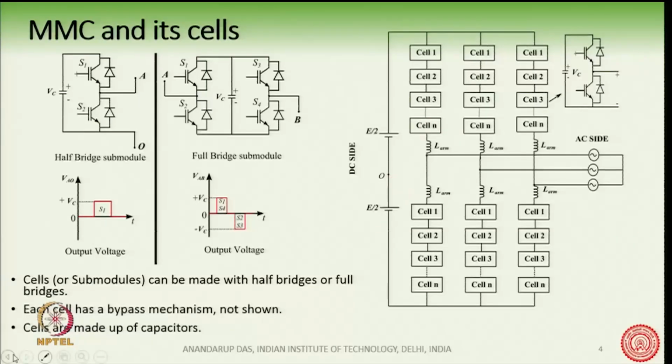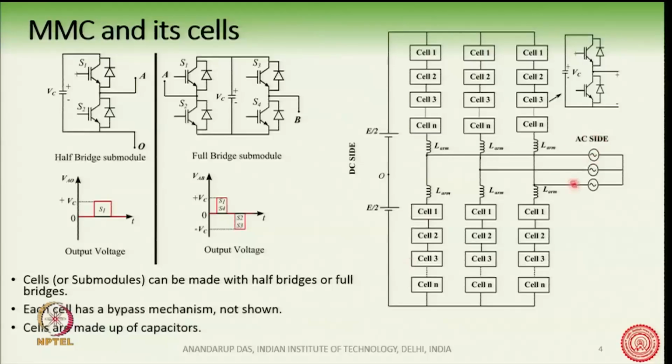If we look at the structure of this converter now, we see that these n number of cells are connected in series. This is called one arm of the converter, taking the half bridge variant. So n number of half bridge cells are connected together to form one arm of the converter. Similarly, we have an upper arm and a lower arm for any phase.